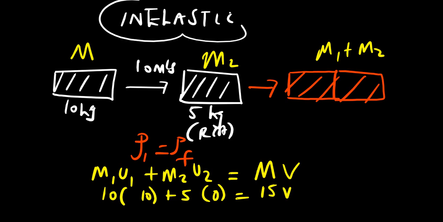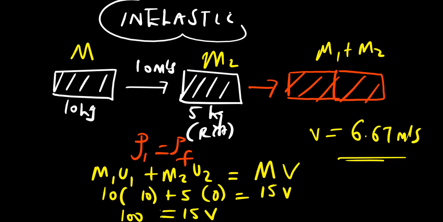So I'm going to have 10 multiplied by 10, that is 100, then 5 multiplied by 0, that is just 0, is equal to 15v. Okay, therefore my v means that I'm dividing 100 by 15. When I divide 100 by 15, I'm getting 6.67 meters per second. So this will be the final velocity for these two balls. They are going to move with that velocity after a while.